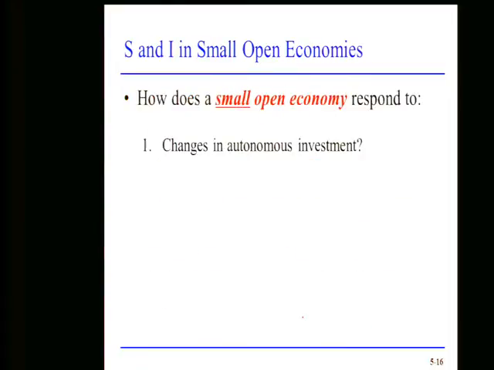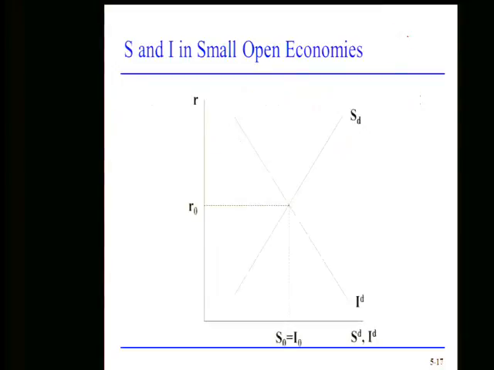Now, we can also ask, what happens if we had an increase in autonomous investment? The example we used last time is business executives become much more optimistic about the economy for whatever reason. So let's again think about this in the context of a country with a net export surplus.